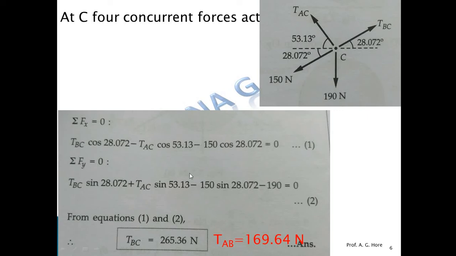Okay, do the calculation and simplify these two equations, solve on a calculator, and we get the tension BC value and tension AC value like this. Okay, so these are the two answers.